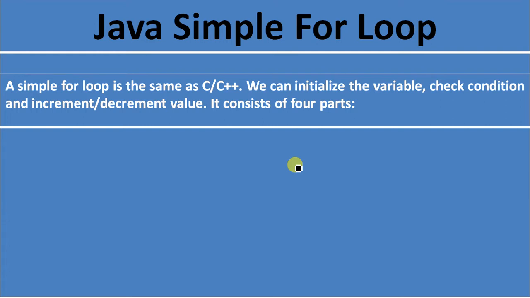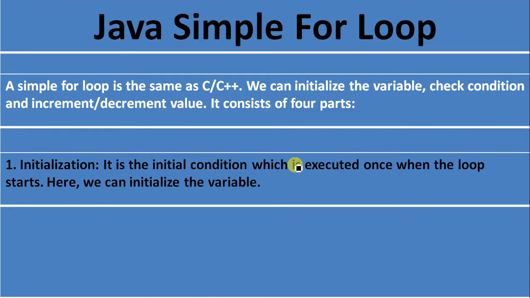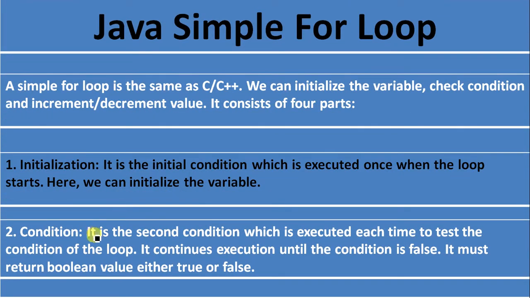It consists of four parts. Number one, initialization. It is the initial condition which is executed once when the loop starts. Here we can initialize the variable. Number two, condition. It is the second part, which is executed each time to test the condition of the loop. It continues execution until the condition is false. It must return a boolean value, either true or false.